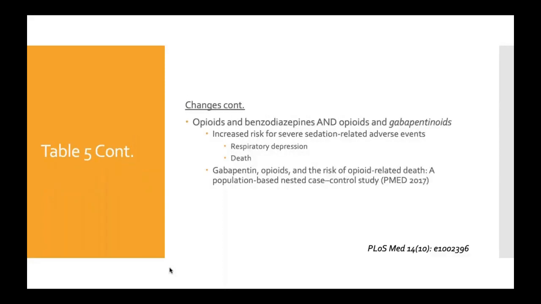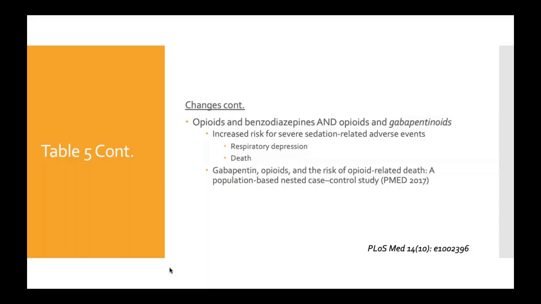Further changes, so the combination of opioids and benzodiazepines was already in the criteria, but they've also added the recommendation to avoid the combination of opioids and gabapentinoids, so gabapentin and pregabalin, as there's increased risk for severe sedation-related adverse effects, respiratory depression, opioid overdose, can potentially lead to death. So it's a very significant interaction that really should try and be avoided. There was a case control study that looked at this that showed there was that increased risk.